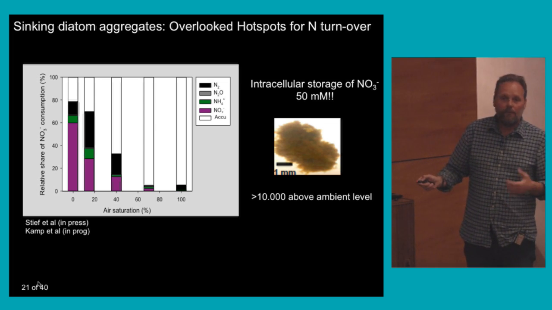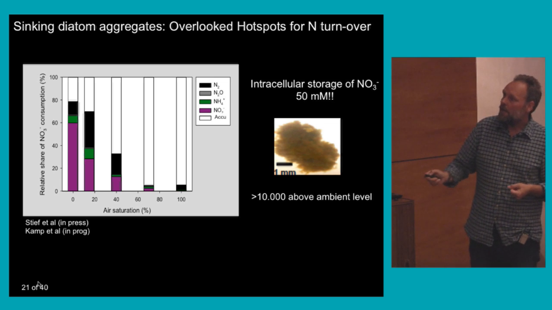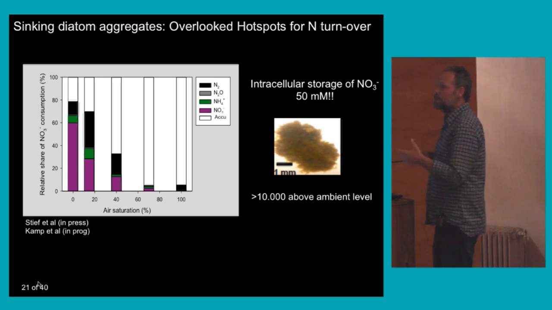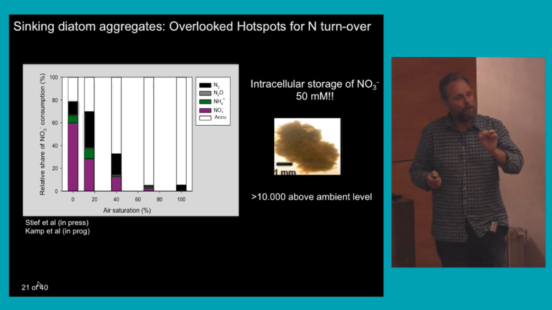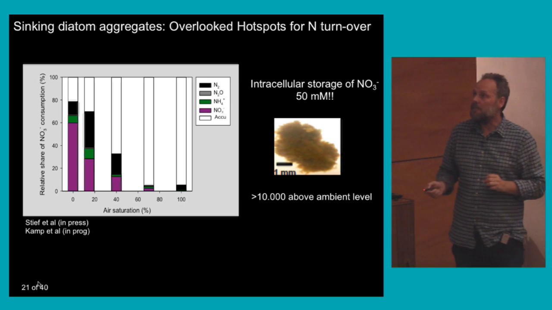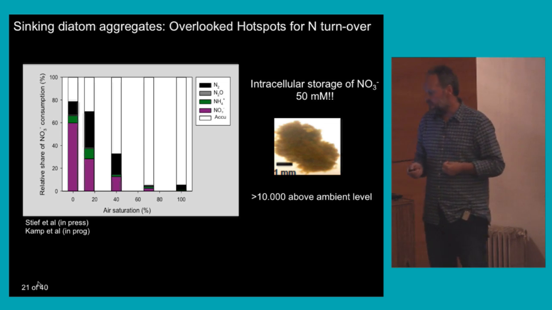And that was clearly a function of the ambient oxygen concentrations. If you had lower concentrations, you had the reduced substances, as you can see here. Nitrite turned out to be a very important molecule, as that is one key component for anammox in OMZs, for instance. And nitrite is produced in very high amounts in these aggregates.